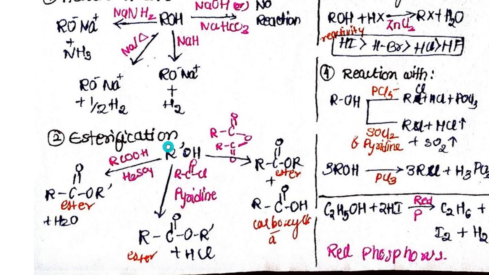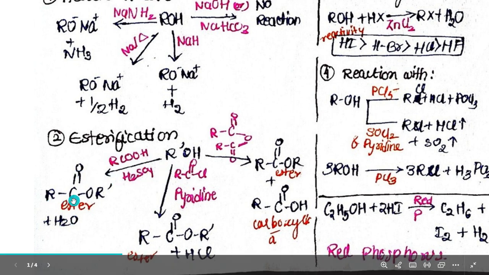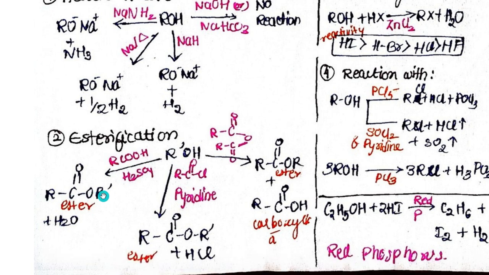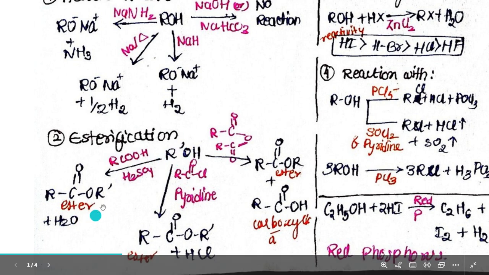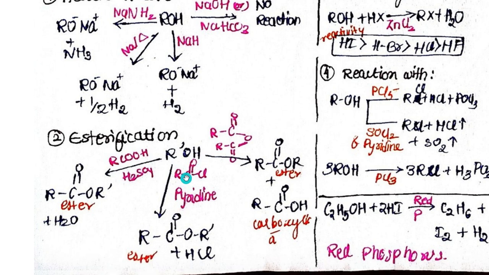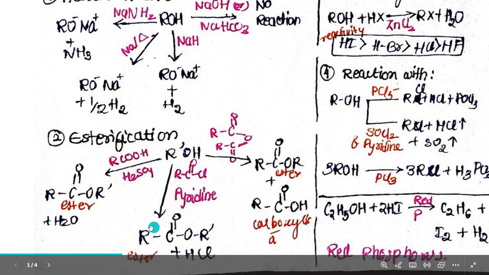Next, coming to esterification. Alcohol on reaction with RCOOH, carboxylic acid group, in presence of H2SO4, will give us an ester, R C double bond O O R dash, wherein R dash is the alkyl group present in my alcohol, plus H2O. Now if this R dash OH reacts with R C double bond OCl group in presence of pyridine, then what happens? Then we will get again an ester, which is R C double bond OOR dash plus HCl.